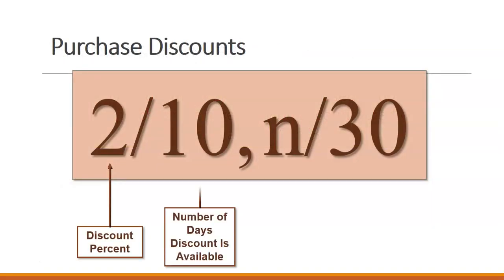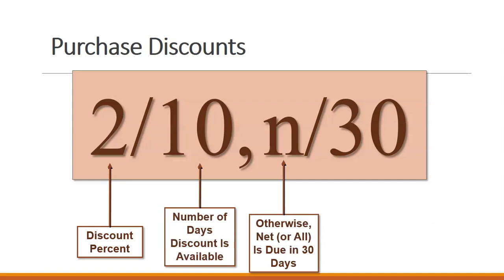It says that those credit terms are 2/10, n/30. 2 is the discount percent, 10 is the number of days the discount is available, and n means otherwise the entire amount is due in 30, the credit period. So there's a wide variety. We could have 3/10, n/20, and 4/15, n/30. It's just knowing what each one of those means when we're looking at this.